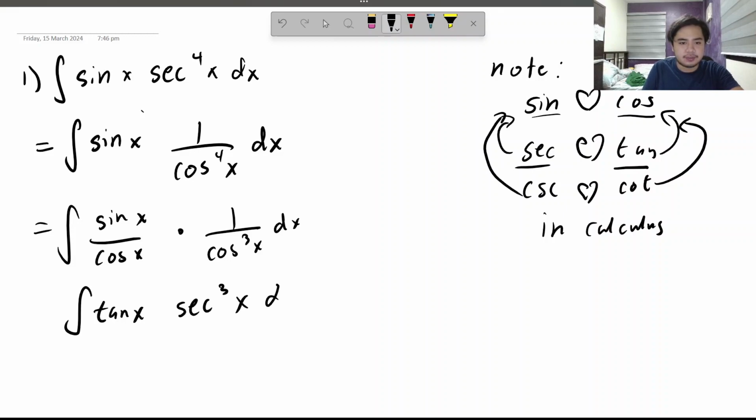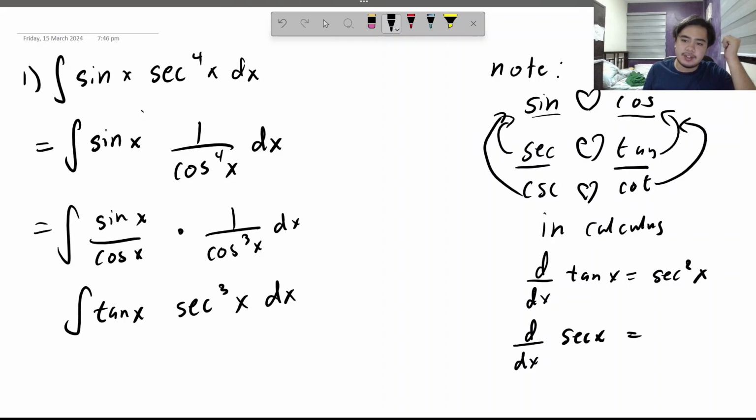Nice. And from here, we can start seeing a picture. What is the derivative of tangent? That is secant squared x. What is the derivative of secant x? That is secant x tangent x. So that's what we have to take note of.